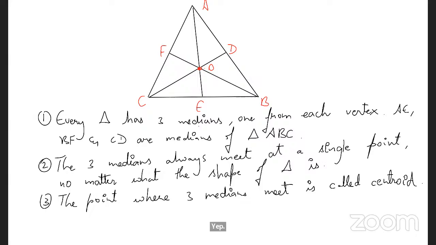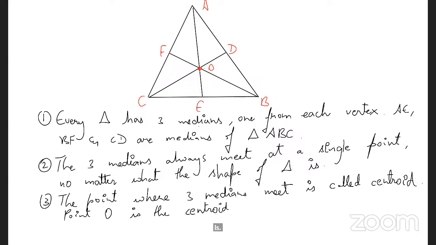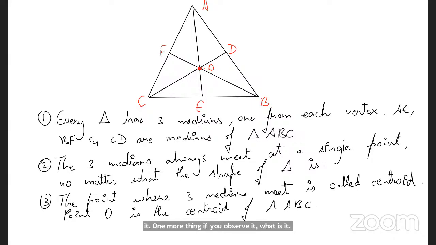O is the centroid. Okay, so point O is the centroid of triangle ABC. Okay. Now one more thing. If you observe it, what is it? That each median of a triangle divides the triangle into two smaller triangles which will have equal area.